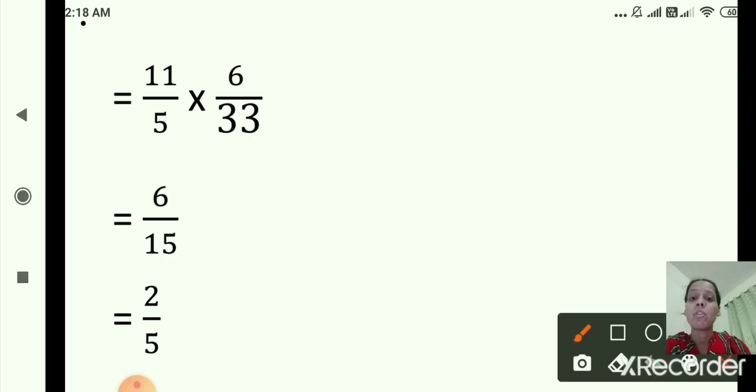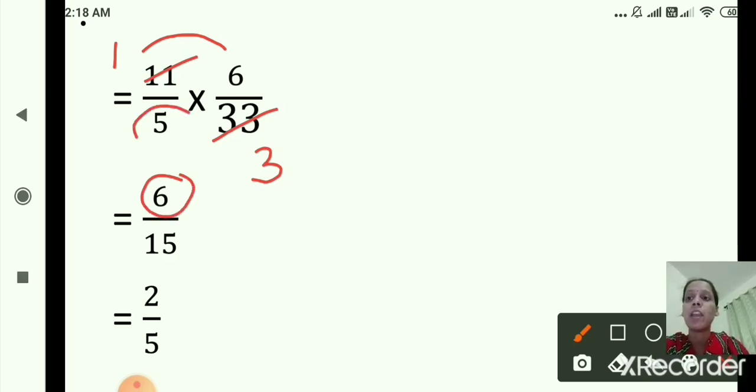Okay, before that we can also cancel these numbers. See here, 11 ones are 11, 11 3s are 33. So here only we can cancel this. Now what is there in the numerator? Here it is 1 and here it is 6, that is 1 multiplied by 6, that is 6. And in the denominator here it is 5, and after cancelling we got 3. So 5 multiplied by 3, 5 3s are 15, right? So what is the answer here? 6 upon 15. But this is not the final answer.